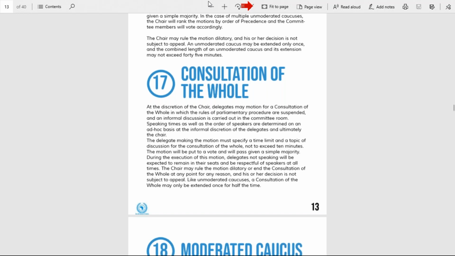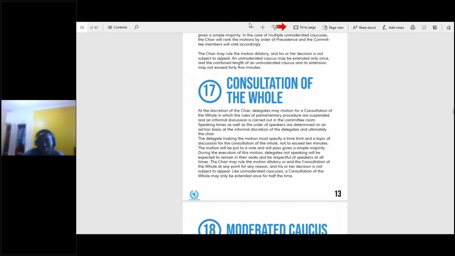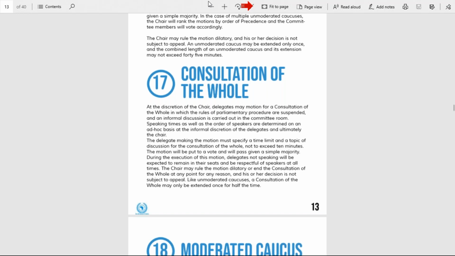Sorry, it should not exceed 10 minutes. And this motion will be put to a vote and will pass given a simple majority. During the execution of this motion, delegates not speaking will be expected to remain in their seats. So it's not like an unmoderated caucus where you can move around the committee and go visit other blocks and matters like that. The chair may rule the motion dilatory, or end the consultation of the whole at any point for any reason, and his or her decisions are not subject to appeal.